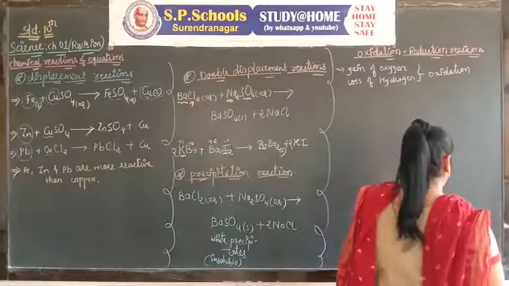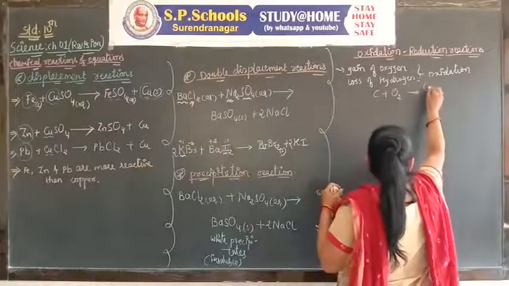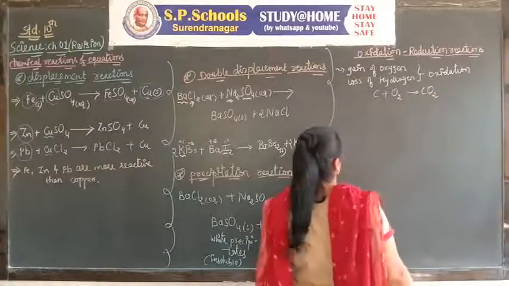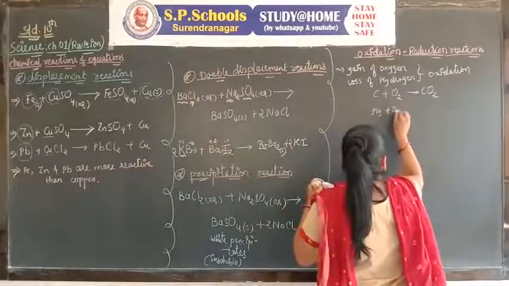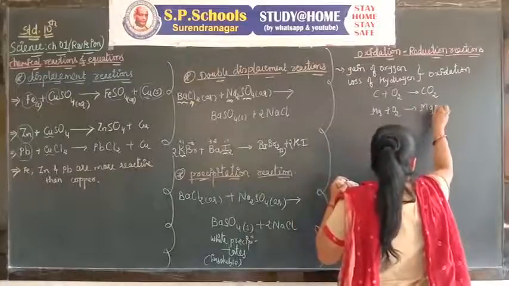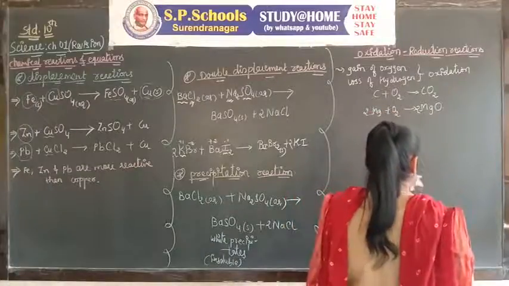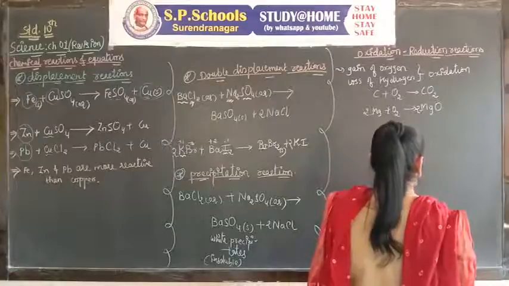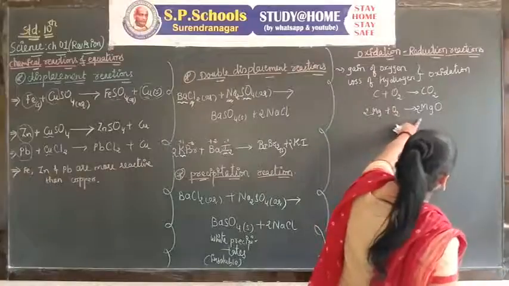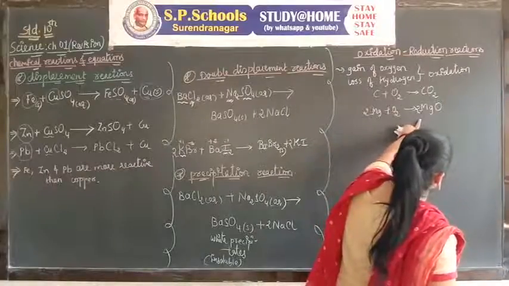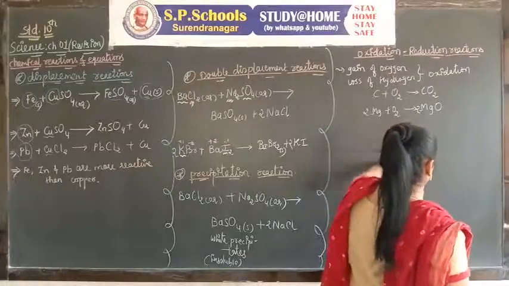See some examples of oxidation reaction. Carbon can combine with oxygen to form carbon dioxide. Mg combined with oxygen forms magnesium oxide. In the case of carbon and magnesium, the oxygen molecule is added in the product, so it will be called oxidation reaction.